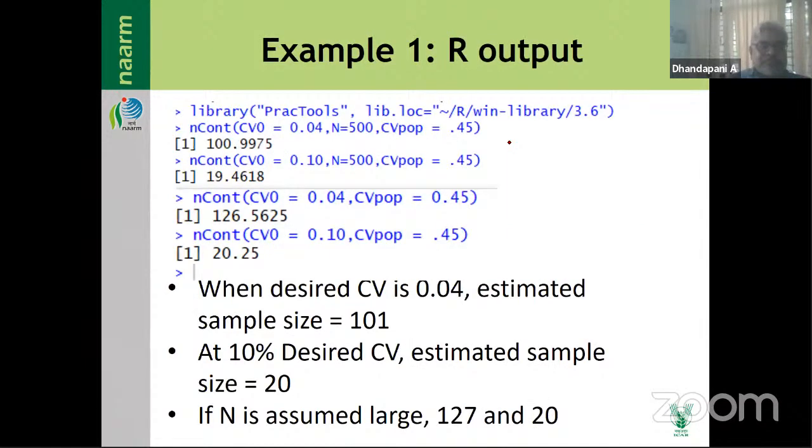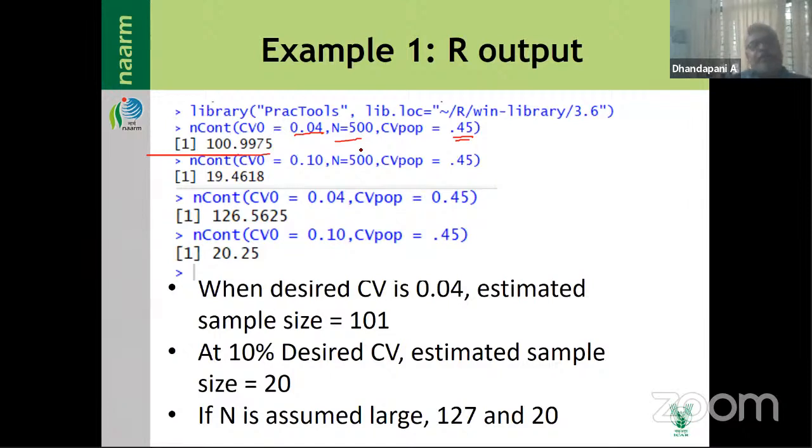So I just ran this function. CV0 is nothing but the value which I fixed, 4%. This is my population size. And this is what I got from the pilot survey. So of course, this is a very large CV. If you have such a large CV, naturally your sample size is going to be more. So when I run this function, it gives me something like 100 or 101 as the sample size.